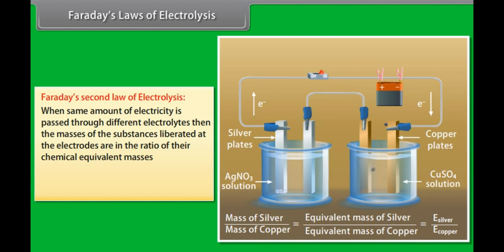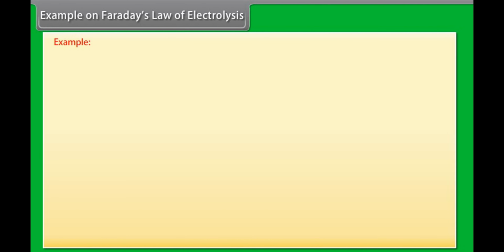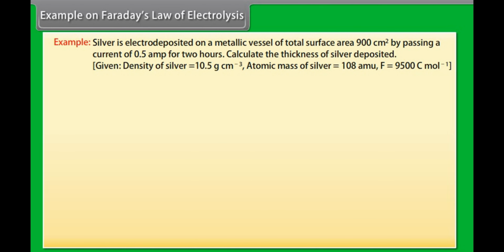When the same amount of electricity is passed through different electrolytes, then the masses of the substances liberated at the electrodes are in the ratio of their chemical equivalent masses. Example on Faraday's law of electrolysis. Let's take an example on Faraday's law of electrolysis. Silver is electrodeposited on a metallic vessel of total surface area 900 centimeter square by passing a current of 0.5 ampere for 2 hours.